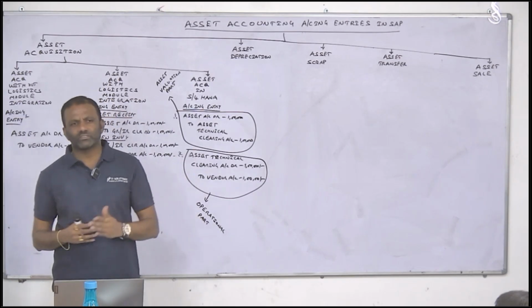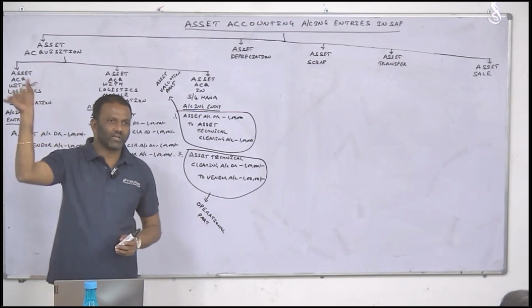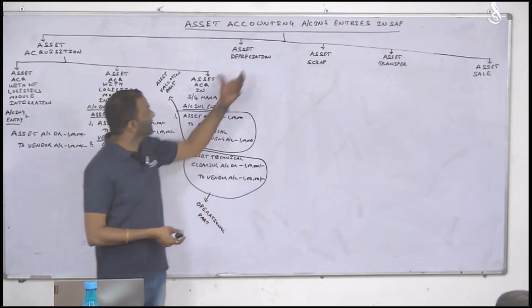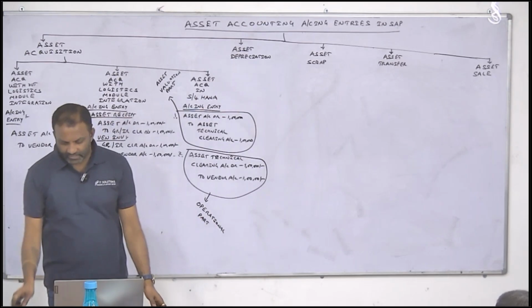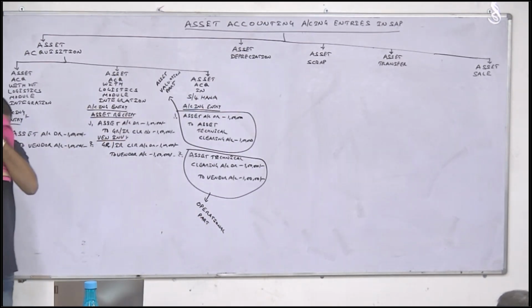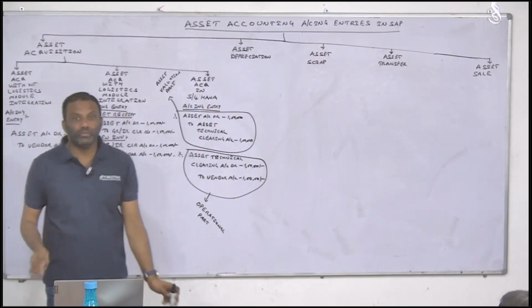Why they have introduced all these things? We will discuss in S4HANA. Forget about it. First, you try to understand the accounting. Okay, right. Then what is the second one? Asset depreciation. What is the accounting entry for asset depreciation? Depreciation to accumulated depreciation.